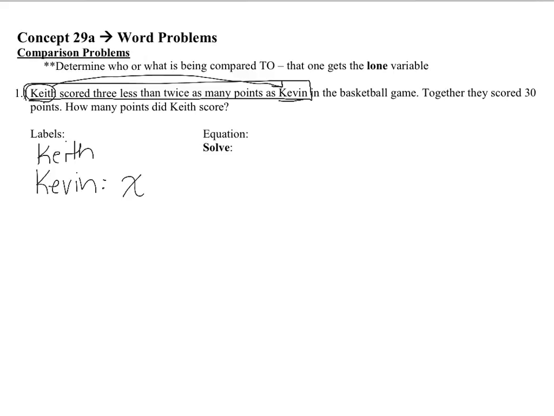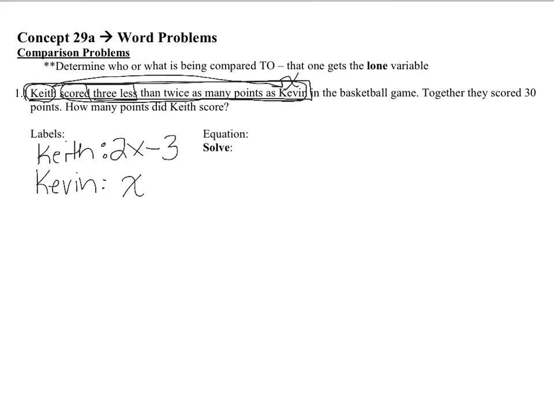Because we don't know how many points Kevin scored, but we know something about Keith. We know that Keith scored 3 less than twice as many as Kevin. So think about that. It's 3 less than twice as many as, let's call Kevin X now. We want an expression for that. Less than means that we're subtracting from what comes after. So twice means we're multiplying by 2. So Keith is going to be 2x minus 3. So it's 3 less than, that's the minus 3, is 3 less than twice as much as Kevin, and Kevin is X. Together, they scored 30 points.